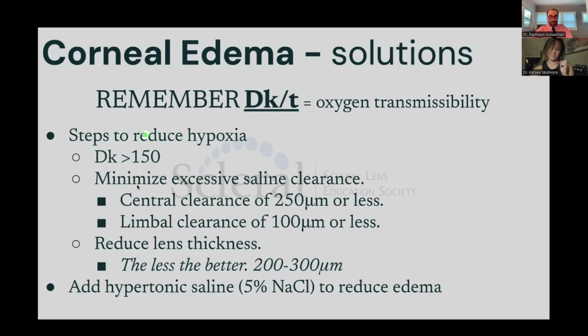You also want to minimize excessive saline clearance. That's why saline clearance is important, because the more saline there is, oxygen transmissibility goes down. So you want the central clearance to be ideally 250 microns or less. You want the limbal clearance to be 100 microns or less. And you want to consider reducing lens thickness to between 200 to 300 microns, the less around that range, the better. You can add hypertonic saline solution to help reduce the corneal edema.